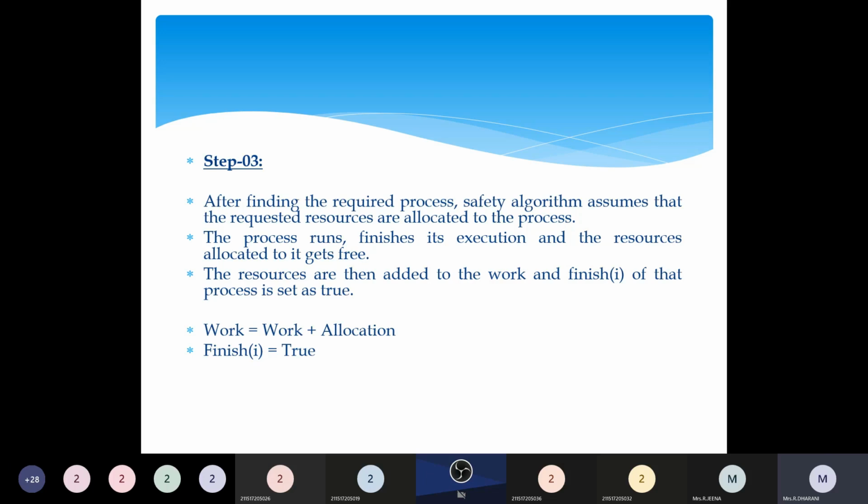So this allocation, assume it is assigned to the first process. After the process executes, it will be released right after using the resources. That resource count is added to availability. Now you'll get the new work. Okay, and it will set finish of I equal to true. Okay, so what does it mean? It will finish the first process execution.